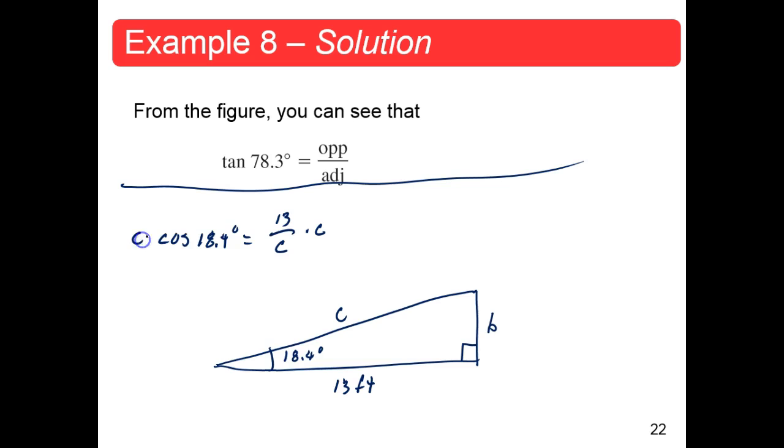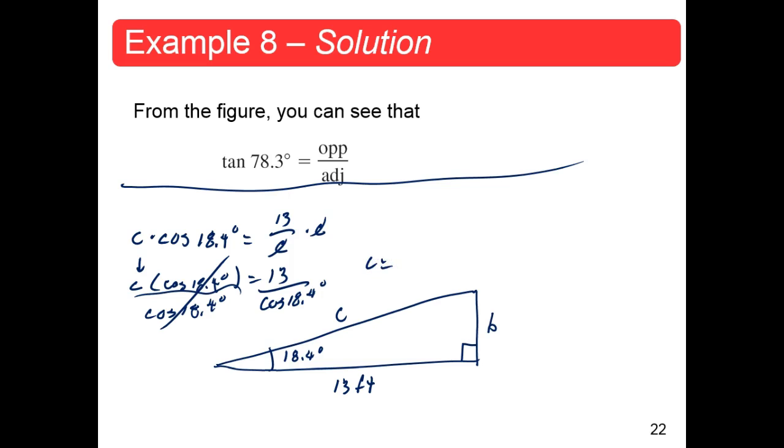How do we get C out of that? Multiply both sides of the equation by C. That wipes out the C on the right, and gives you C times the cosine of 18.4 degrees equals 13. Now what? We're trying to find C. Divide both sides by the cosine of 18.4 degrees, and these cancel, and you have C equals 13 divided by cosine of 18.4. Be sure you're in degree mode. So C equals 13 divided by cosine of 18.4, and see what you get.